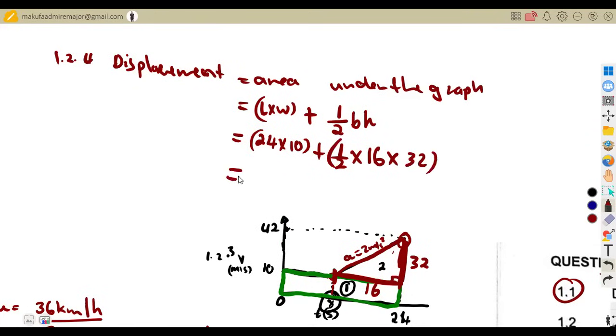Okay, so this was going to give us the area. If we multiply the first part, 24 times 10, that is going to be 240, plus half of the base times the perpendicular height, which is half of 16 times 32. That was going to give us 256. And if we add these two, that is going to give us the total displacement of 496 meters.